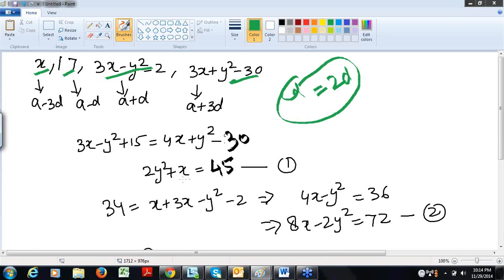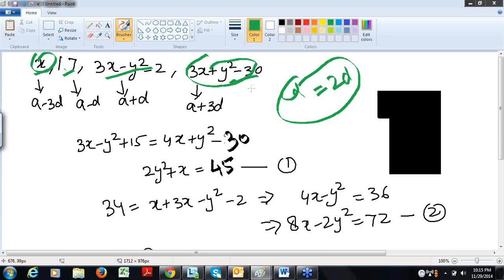Okay. So the sum of x and 3x plus y square minus 30 will be equal to the sum of 17 and 3x minus y square minus 2. So we'll put that, 3x minus y square plus 15, which is the sum of 17 and 3x minus y square minus 2, is equal to the sum of this plus the sum of this. That means 4x plus y square minus 30. So we'll get our first equation as 2y square plus x is equal to 45.